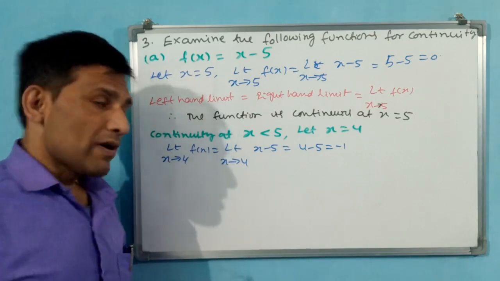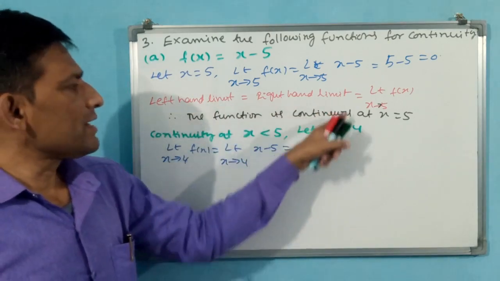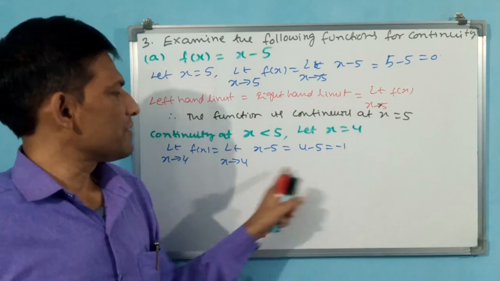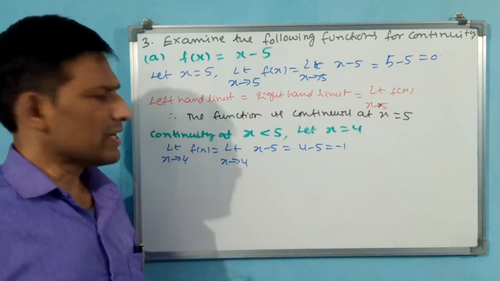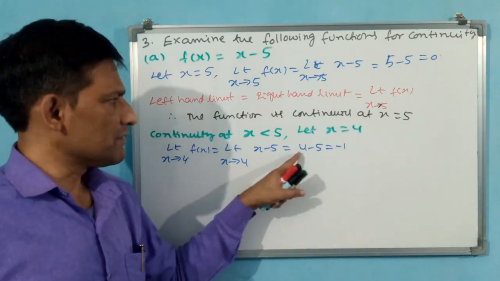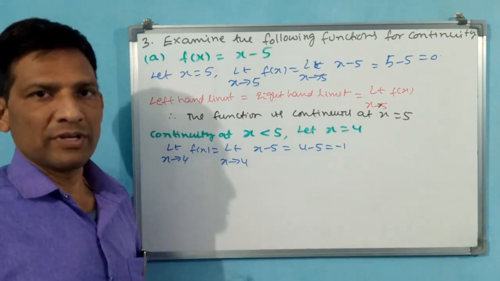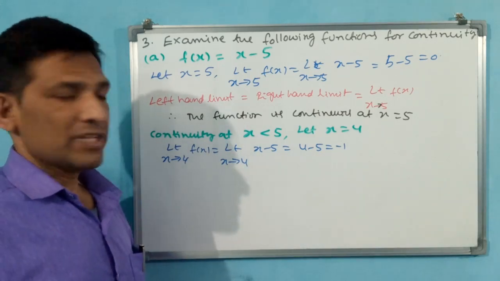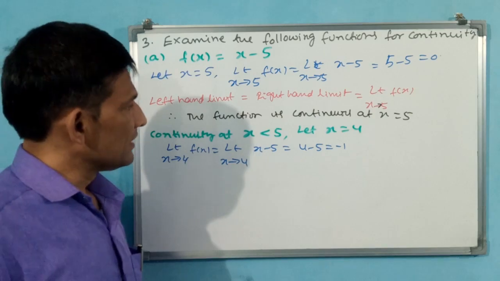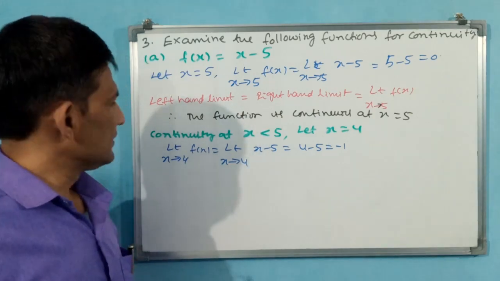Now again you tell me, shall we write left hand limit is equal to right hand limit is equal to limit x tends to 4? Definitely we can write. Why? Because whether 4 minus or 4 plus, this minus 1 only is going to come. This value is not going to change. You understand?